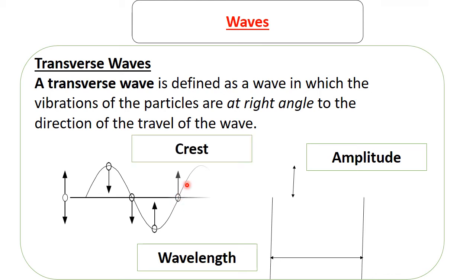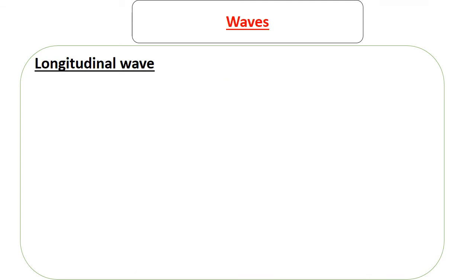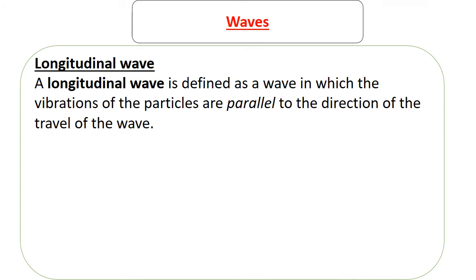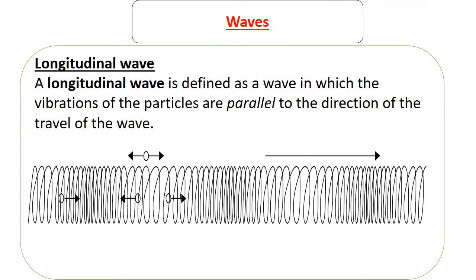Then the topmost point is called the crest, and the bottommost point is called the trough. The next type of wave, of course, is the longitudinal wave, which is defined as a wave in which the vibrations of the particles are parallel, or in the same direction, to the direction of travel of the wave. So in this one, the direction of the vibration is the same as the direction of the movement of the disturbance.